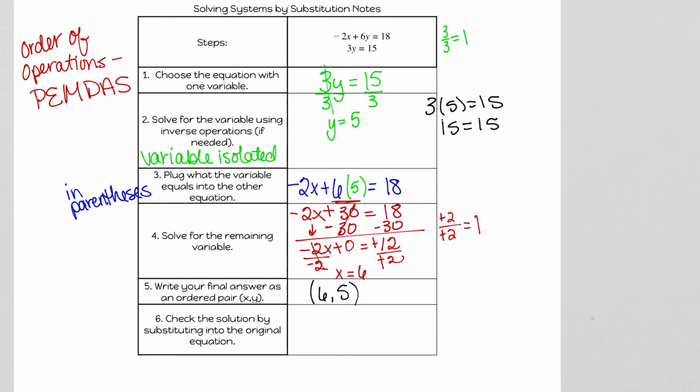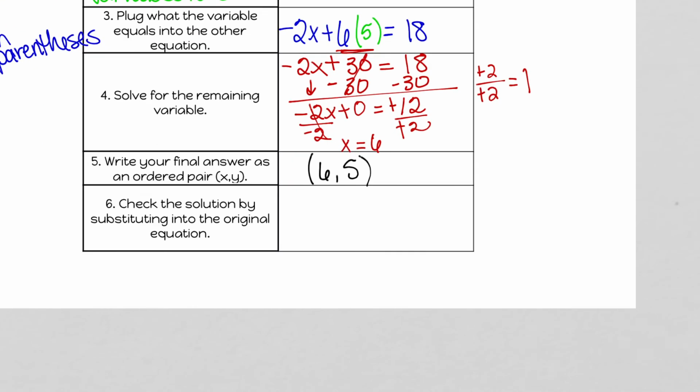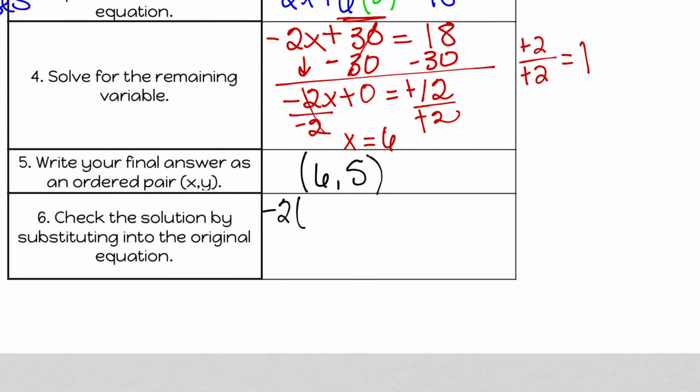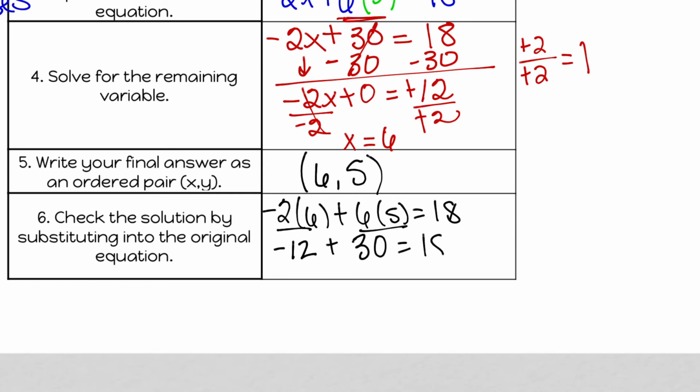So let's do that. Let's plug that into the top equation. So we're going to do negative 2 times 6 plus 6 times 5 equals 18. Multiply negative 2 times 6, and we're going to get negative 12. Multiply 6 by 5, we're going to get 30. And then we're going to drop down our 18. Negative 12 plus 30 is 18. 18 equals 18. If that is correct, then we did our job right.